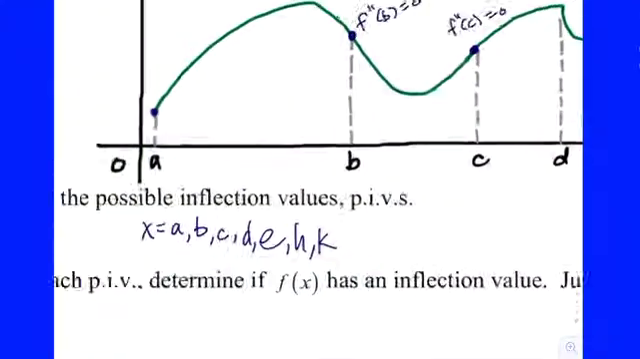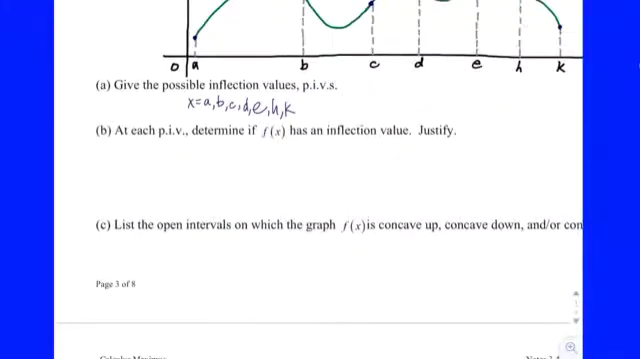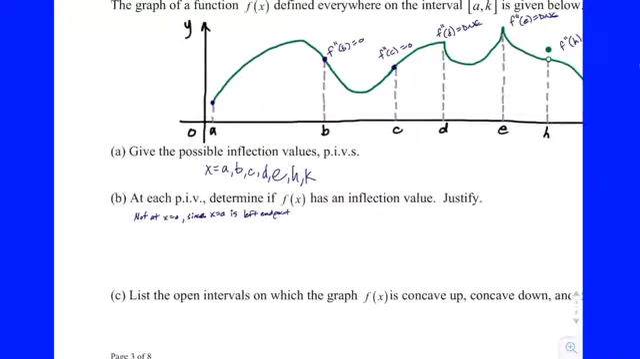Okay, so what about at A? No. So we'll say not at A, comma, since X equals A, that's all you have to say, since X equals A is the left endpoint. We don't know what the concavity is to the other side. What about at B?